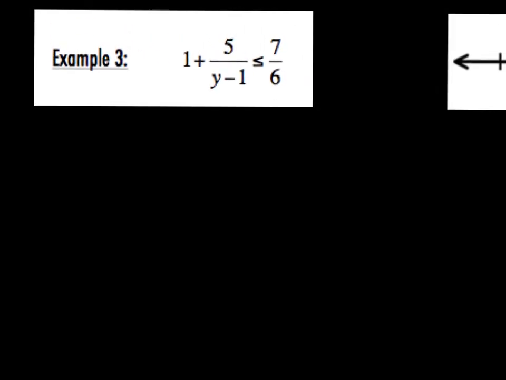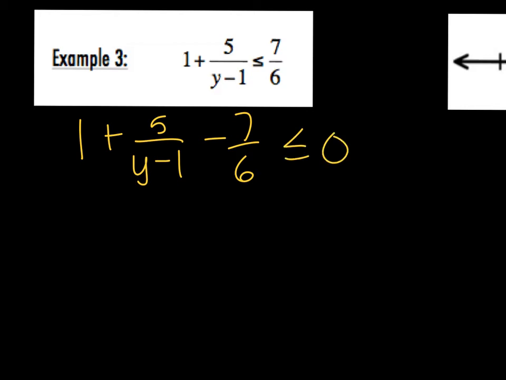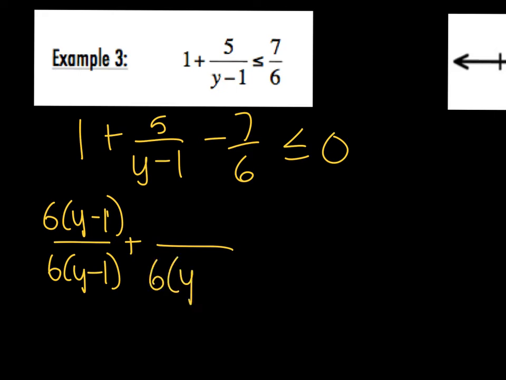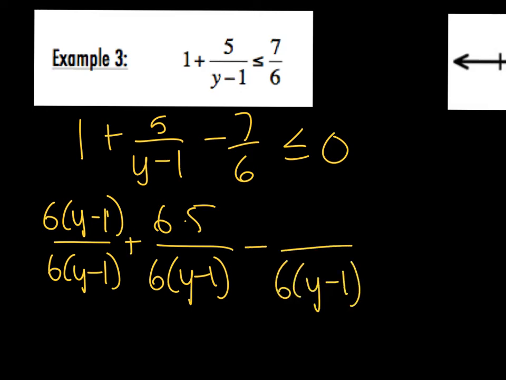All right, so now if I bring this over, so that's 1 plus 5 over y minus 1 minus 7 over 6 less than or equal to 0. So, a lot going on here. My common denominator is going to be 6 times y minus 1. So that's going to be 6 times y minus 1 plus 6 times 5 minus 7 times y minus 1 less than or equal to 0.